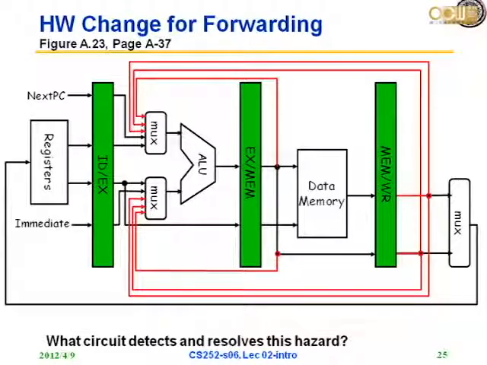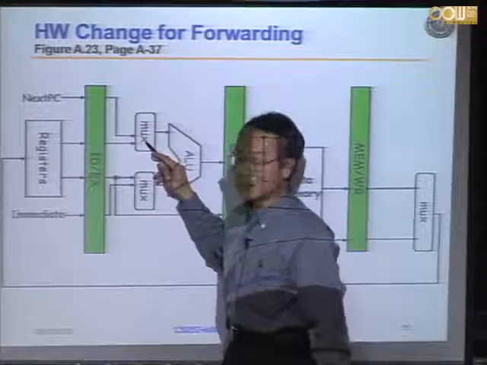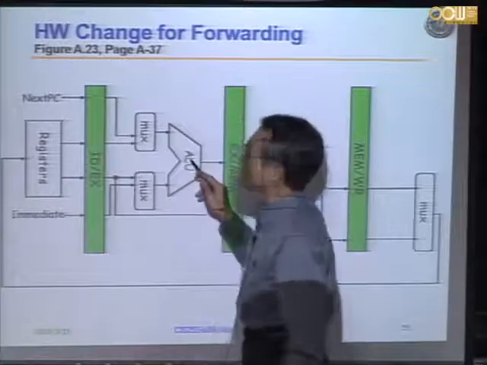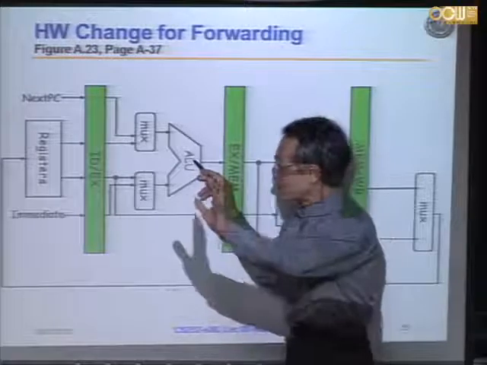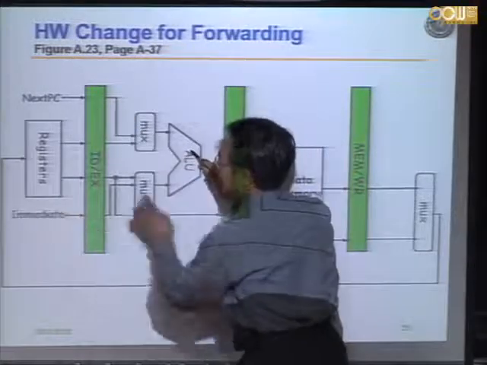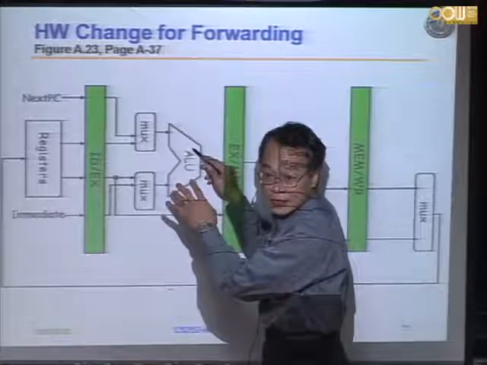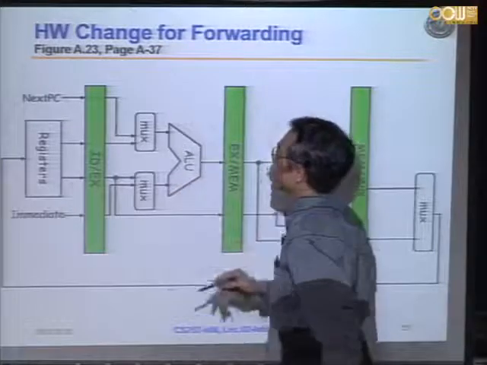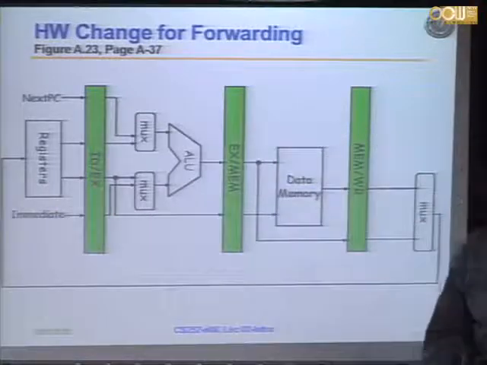So that is the hardware change for forwarding. Now you know why we have these muxes. Okay, this is the original design. No forwarding yet. We need to select between the immediate or the register value. We need to select between the register value, or maybe I'm simply doing PC plus 4. I'm sorry, not PC plus 4. PC plus offset for the branch destination. So we already need two muxes.